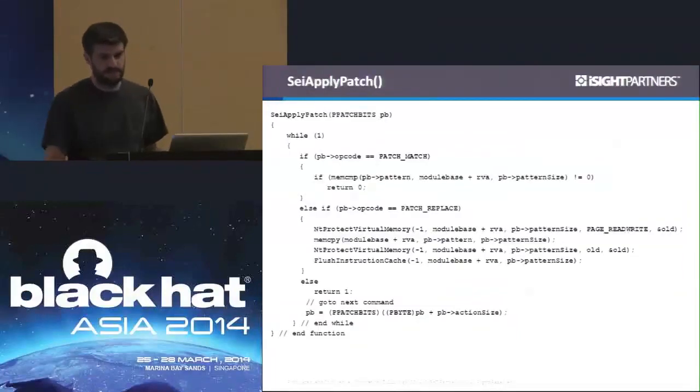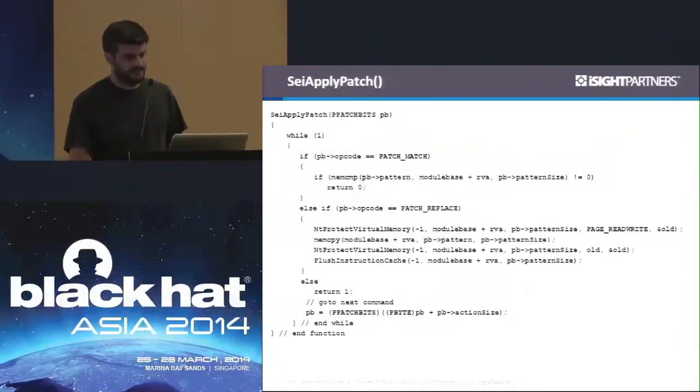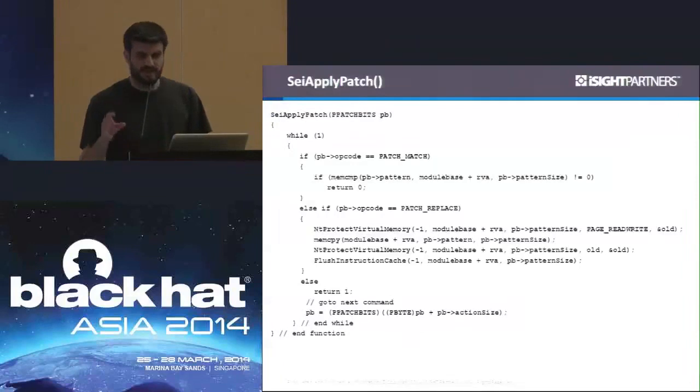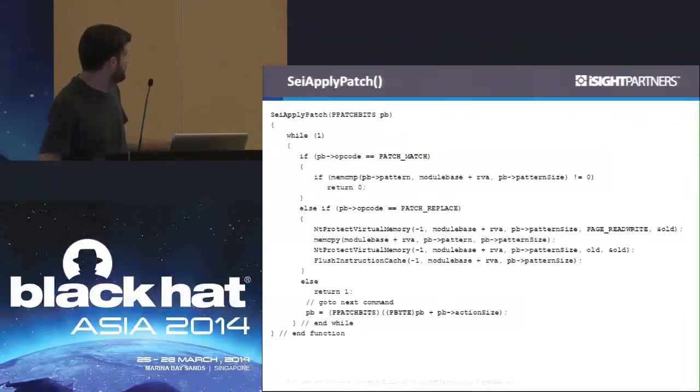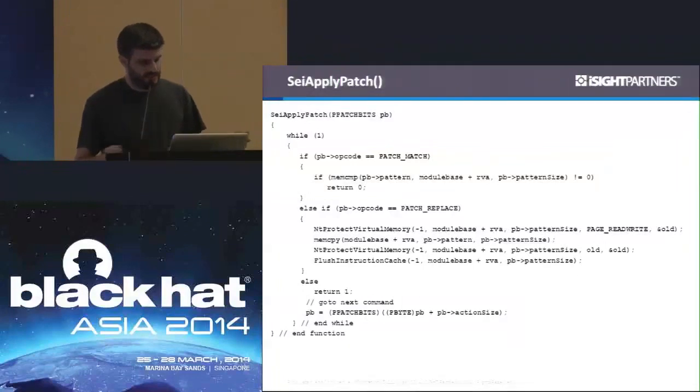Okay, so here's some pseudocode representation of this function. It takes a pointer to a patch bit structure. This is a structure I came up with, so that's my name for it. I don't know what Microsoft calls it. But essentially, it's just going to iterate through all of, I kind of call them patch actions. And a patch action can be either a match or a replace action. So if it's a match action, it's just going to do a mem compare of the pattern specified for some module base plus an RVA for that pattern size. If it matches, it continues along just fine.